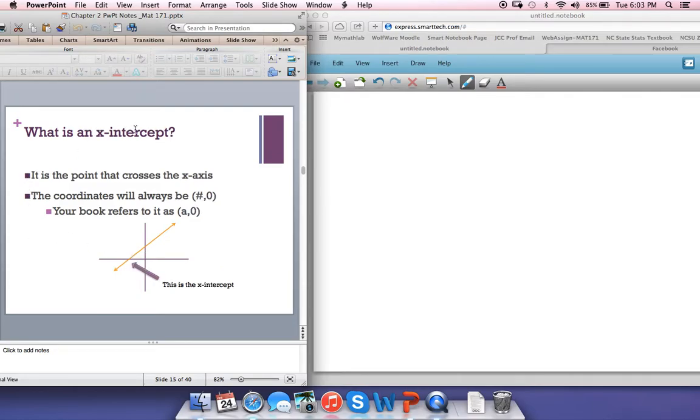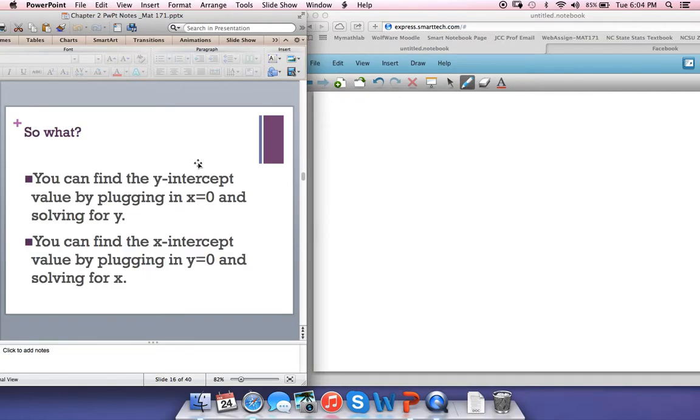Next is our x-intercept, just like the y-intercept, but now dealing with x. So it's the point that crosses the x-axis. Coordinates are always going to be a number and a 0. Now y is equal to 0, and you find your x value. Your book refers to this as a, 0. So your book is looking at every ordered pair as a, b, and then it just uses whichever letter represents the number. And I've drawn a picture again. This is your x-intercept, the point right here that crosses the x-axis.